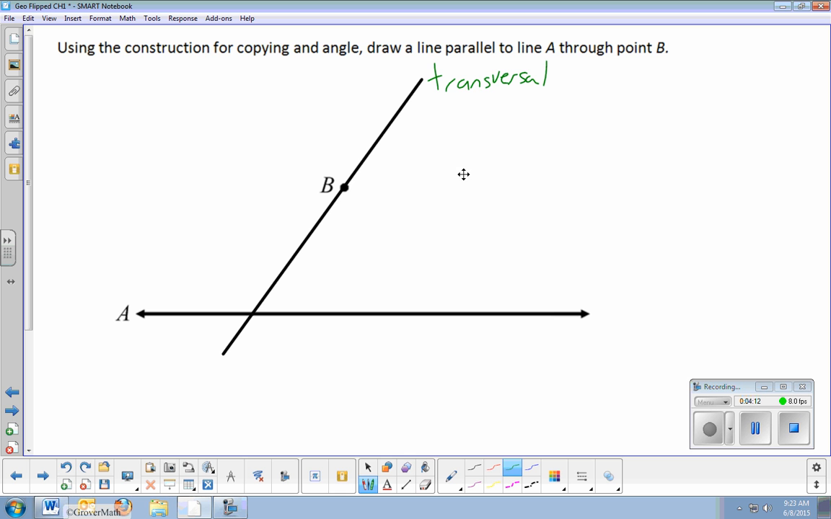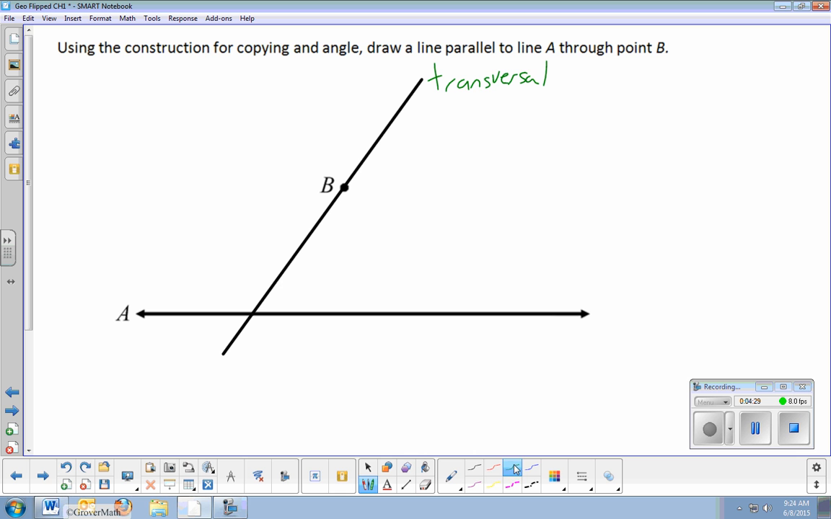At least it will be a transversal. A transversal is a line that intersects parallel lines. Now, I don't have those parallel lines yet, but I will. So this is obviously not parallel. They are crossing. But it's going to be a transversal. That's the first thing I need to do. So just draw a transversal line in.